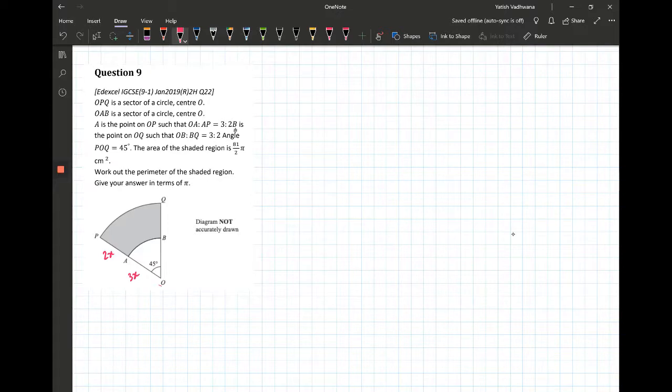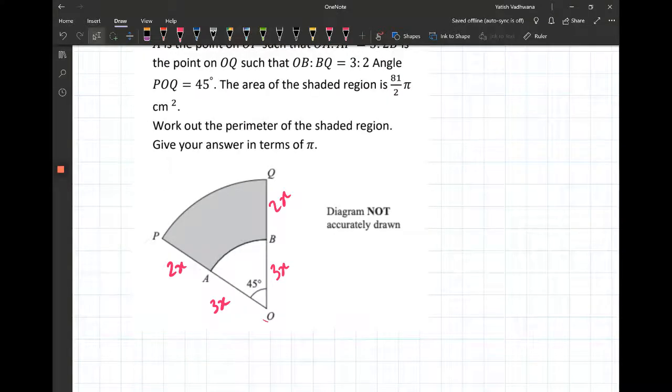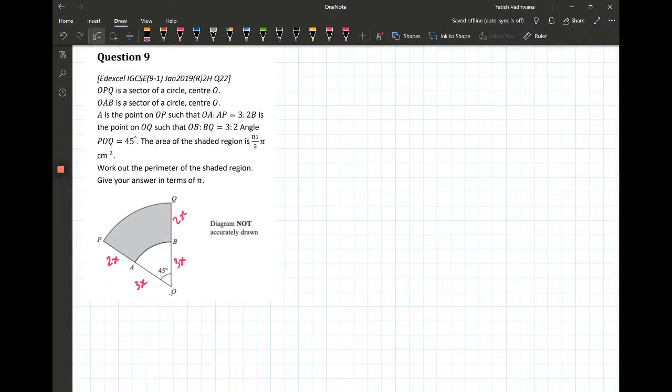And B is a point on OQ such that OB to BQ is 3 to 2 as well. So in other words, this is also 3x to 2x. We don't know the actual length, we just know the ratio, so it's going to be some multiple of x. In theory, it could be 3 meters and 2 meters, but it would make 5 meters in total. It could be any multiple of that as well.